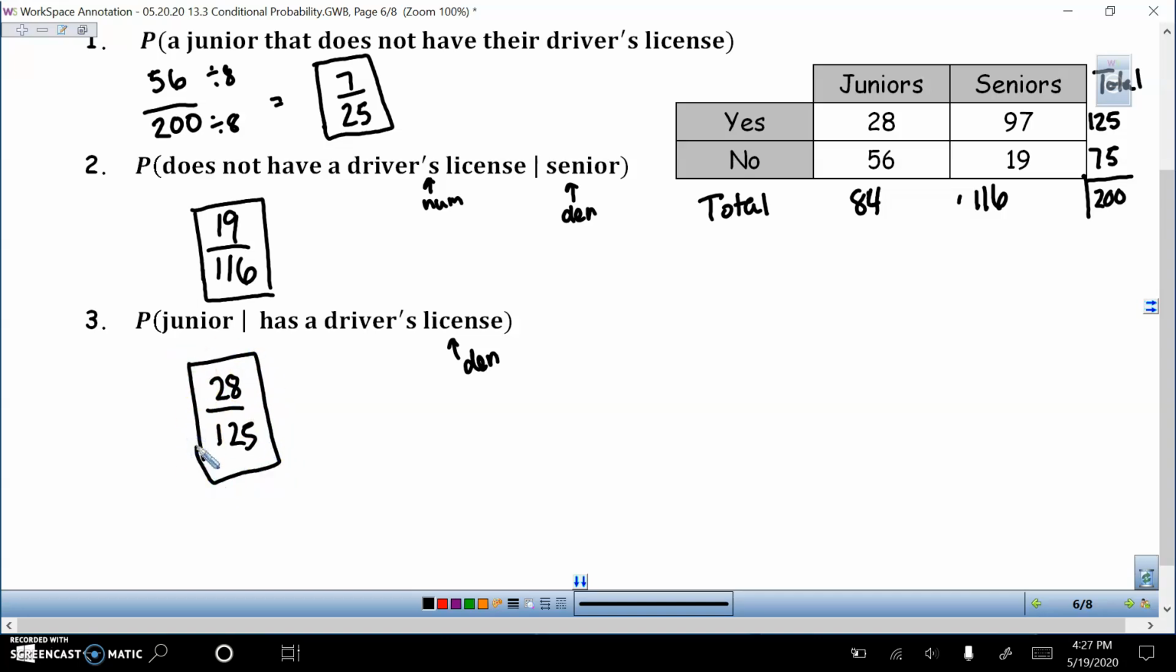All right, perfect, guys. That concludes conditional probability using a two-way table. Check out the next video to look at how to use conditional probability with tree diagrams.